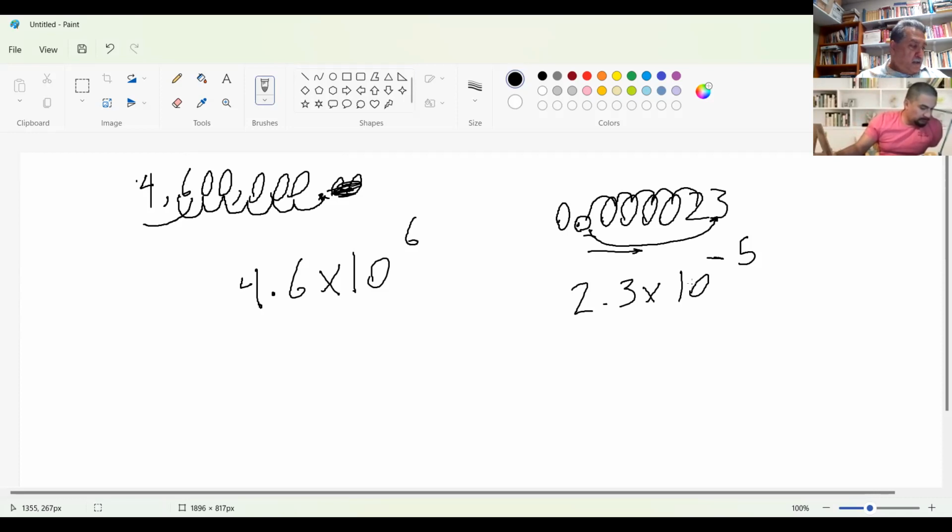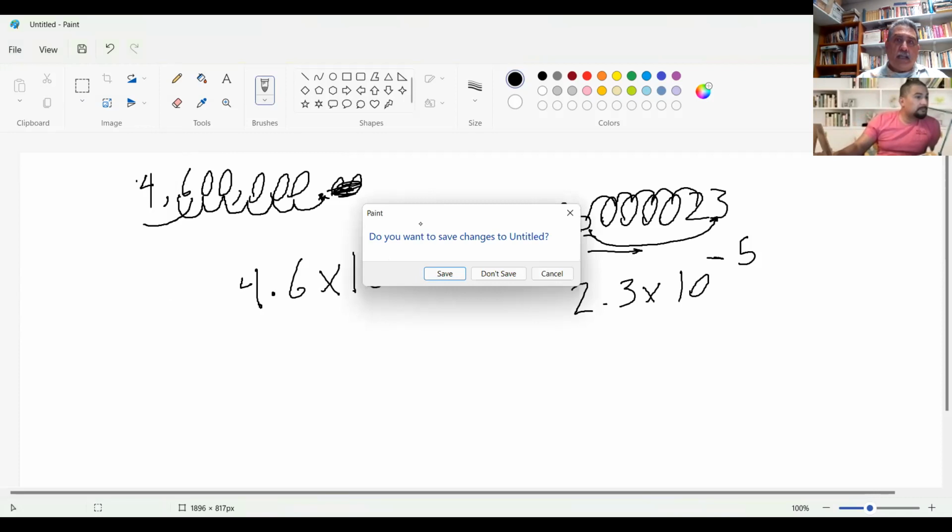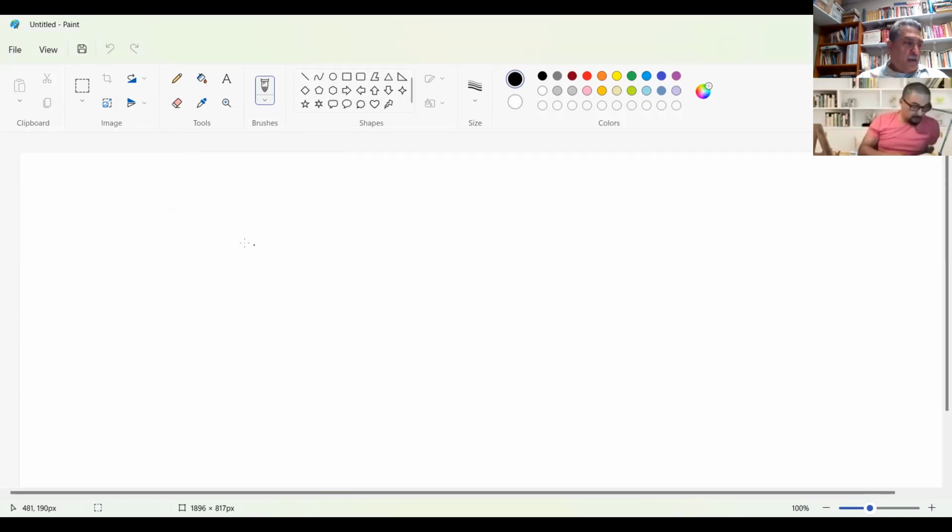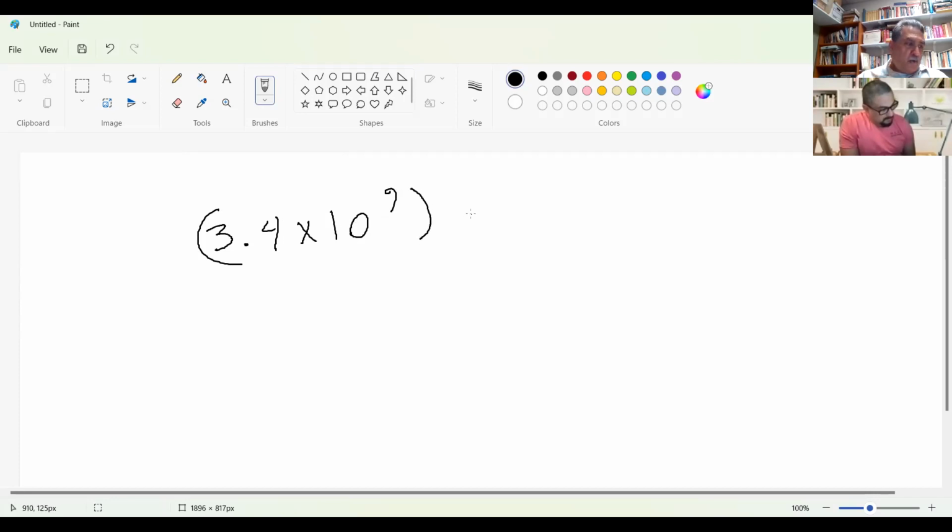Let's do example 6 on page 287 also, while we are here on the tablet. Multiplying numbers in scientific notation. I have 3.4 times 10 to the power of 9. I want to multiply that by 2 times 10 to the power of minus 5. Okay.